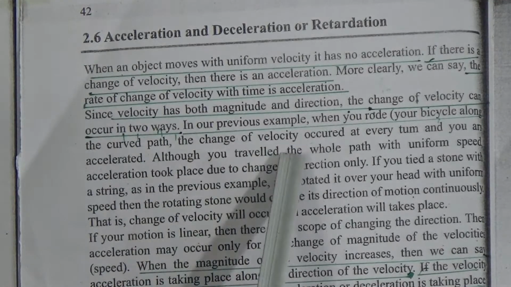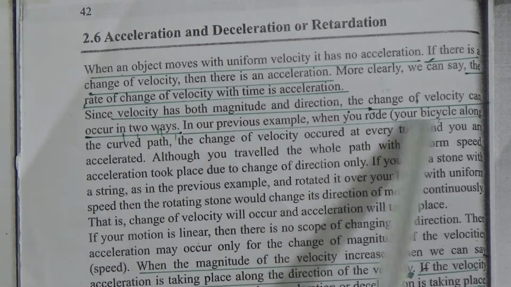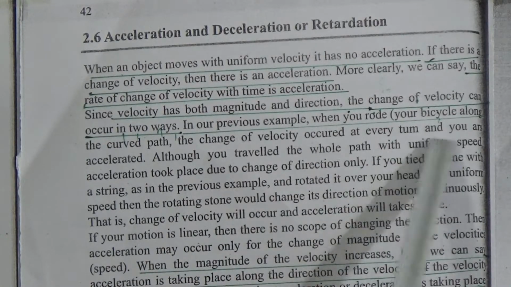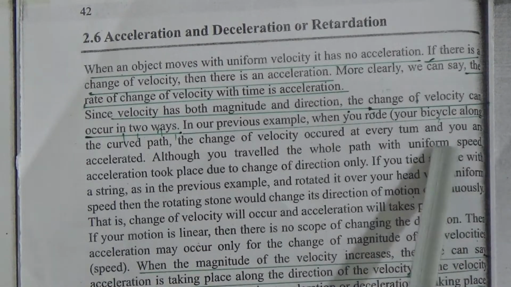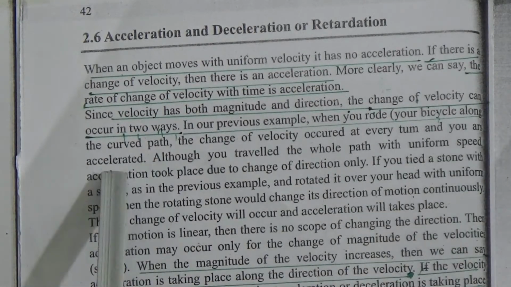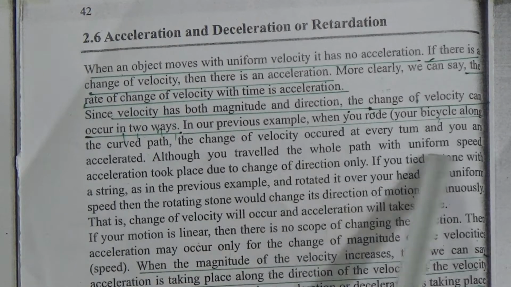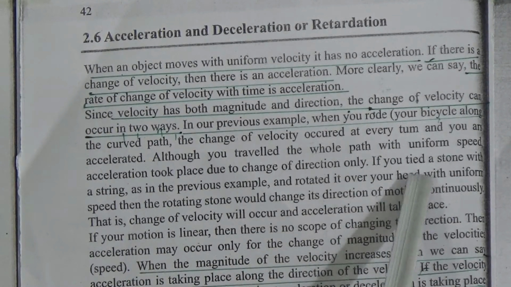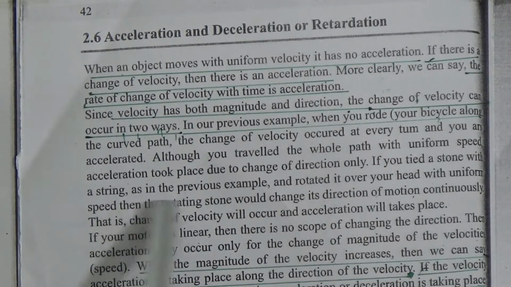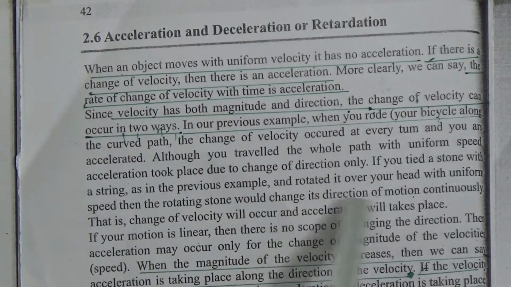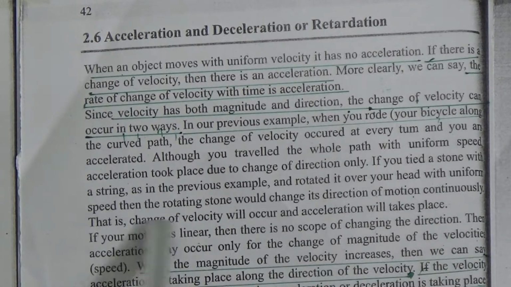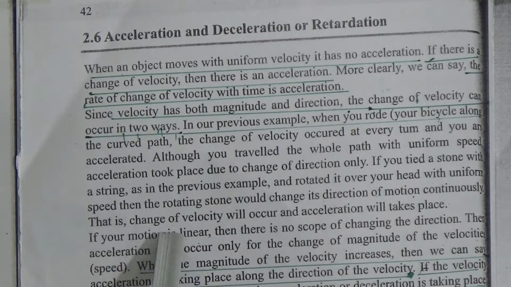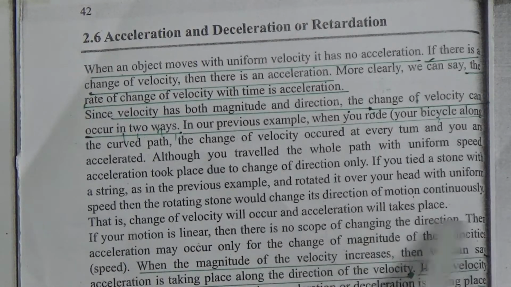In our previous example, when you rode your bicycle along the curved path, the change of velocity occurred at every turn, and you accelerated, although you traveled the whole path with uniform speed. Acceleration took place due to change of direction only. If you tied a stone with a string, as in the previous example, and rotate it over your head with uniform speed, then the rotating stone would change its direction of motion continuously. That is, the change of velocity will occur and acceleration will take place.